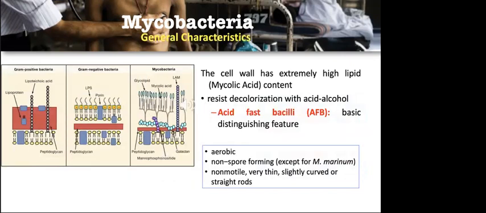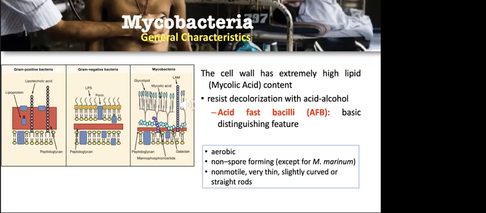The general characteristics of the organisms are that the cell wall has an extremely high lipid content. They resist decolorization with acid alcohol, that's why they're called acid fast. They are aerobic organisms. They are technically non-spore forming, with the exception of Mycobacterium marinum, which upon extreme stress is able to produce a spore-like structure. They're non-motile.